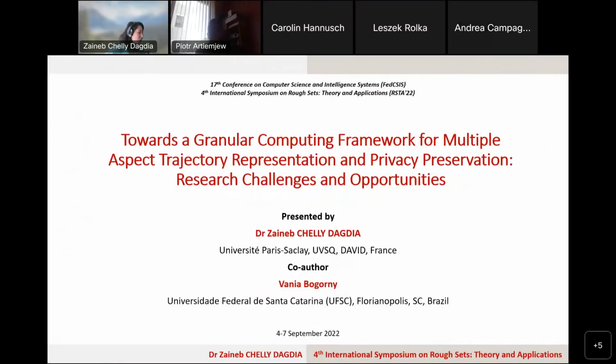Okay, so hello everyone. My name is Zainab, and I'm going to conclude the session with a communication paper, which is entitled Towards a Granular Computing Framework for Multiple Aspect Trajectory Representation and Privacy Preservation. The main aim here is to talk about some research challenges and opportunities, and to present an introduction of granular computation theories like posets and soft sets. How can we use them for multiple aspect trajectories?